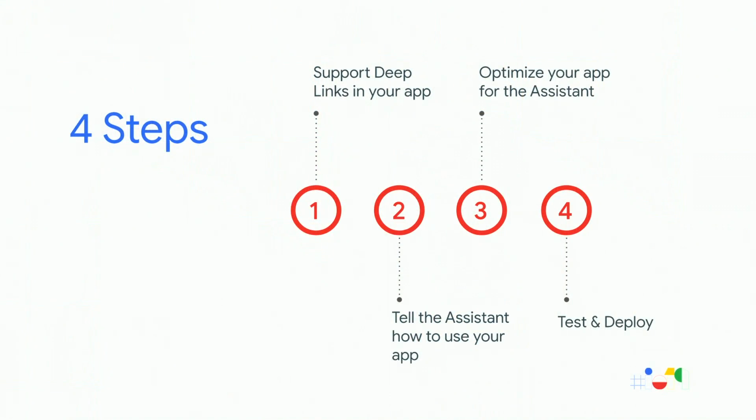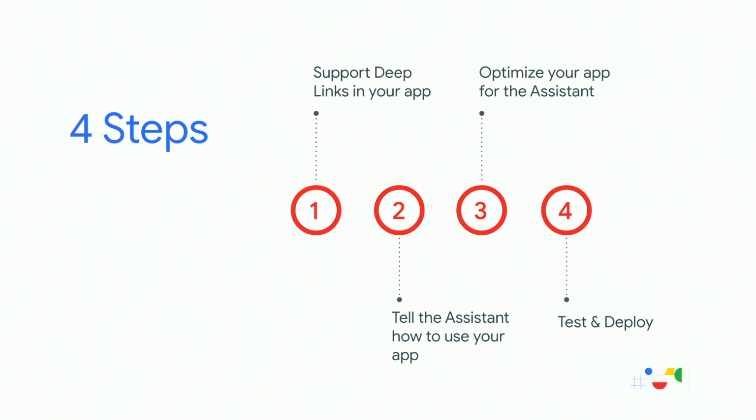Great. So now you've learned a little bit about the background behind App Actions. I'm going to walk you through the technical implementation. I've broken the implementation down into 4 key steps. Supporting deep links in your Android app, telling the Assistant how to take advantage and use those deep links, optimizing your app further for the Google Assistant, and then testing and deploying your app actions to end users.